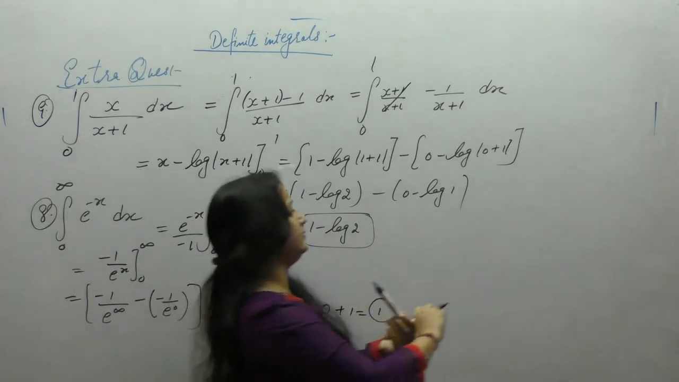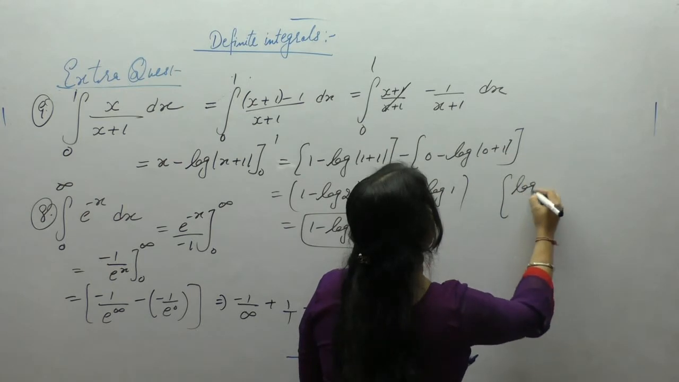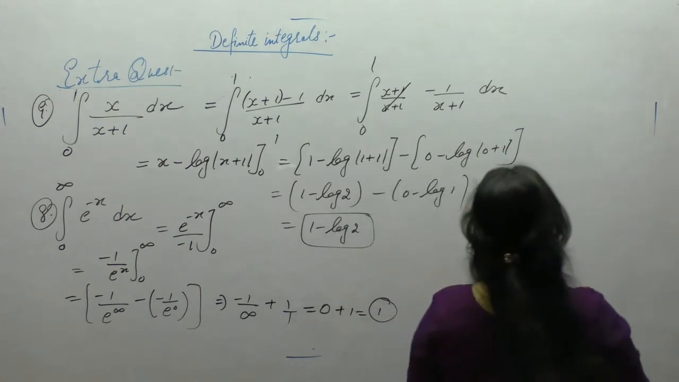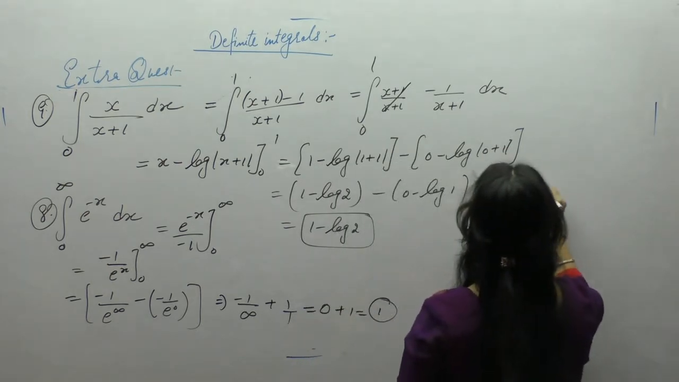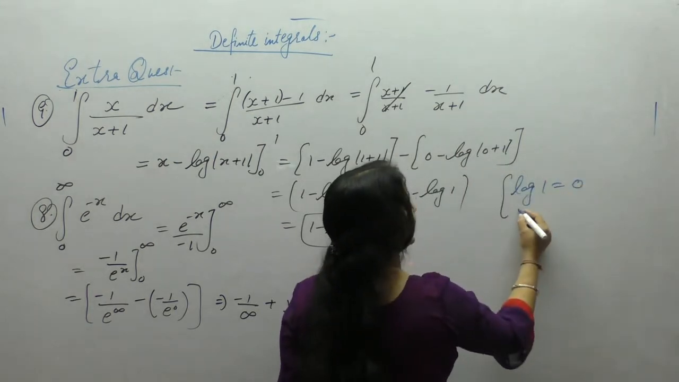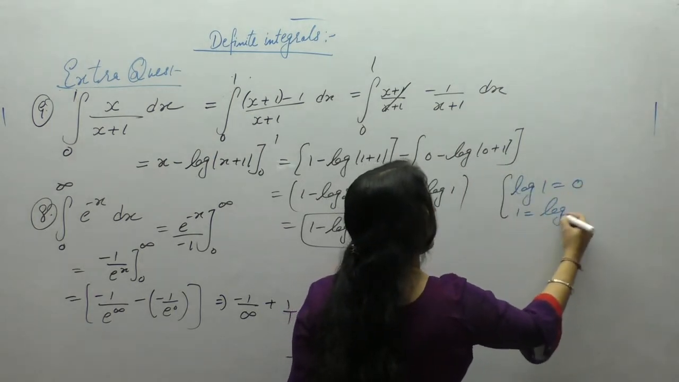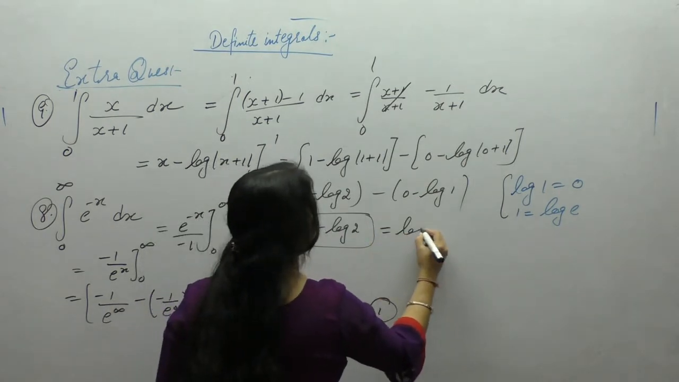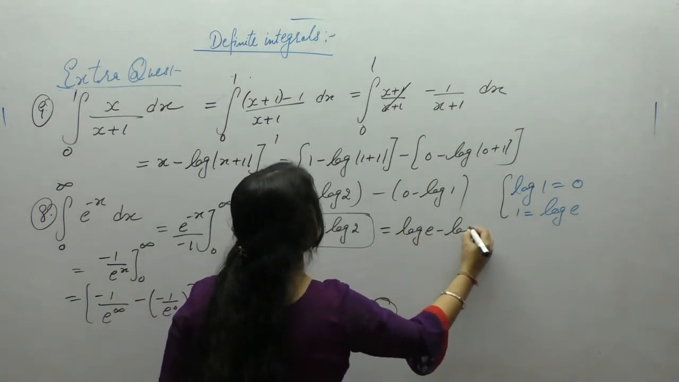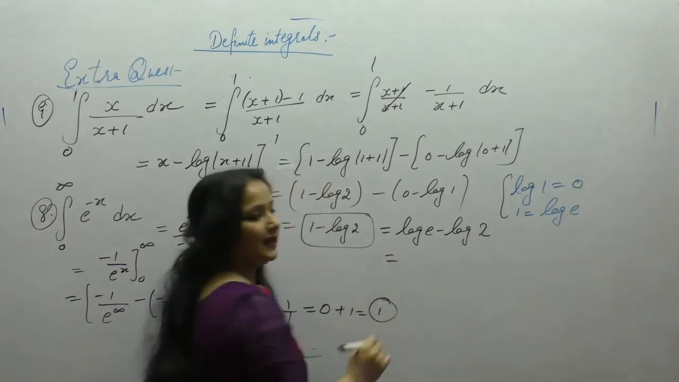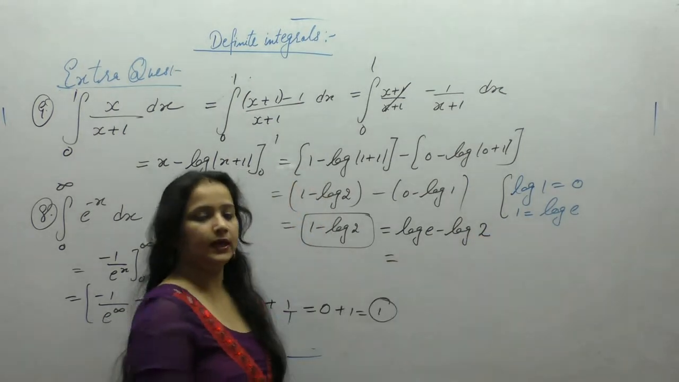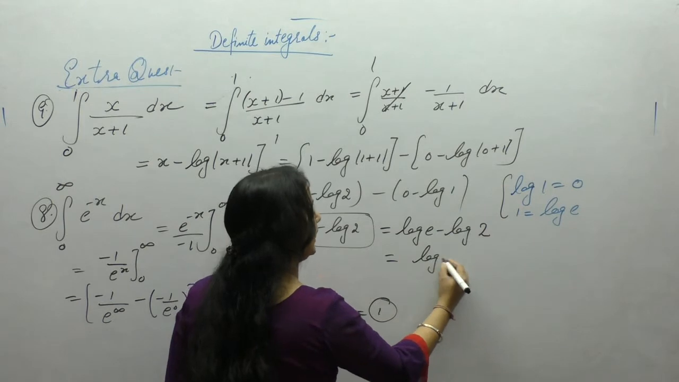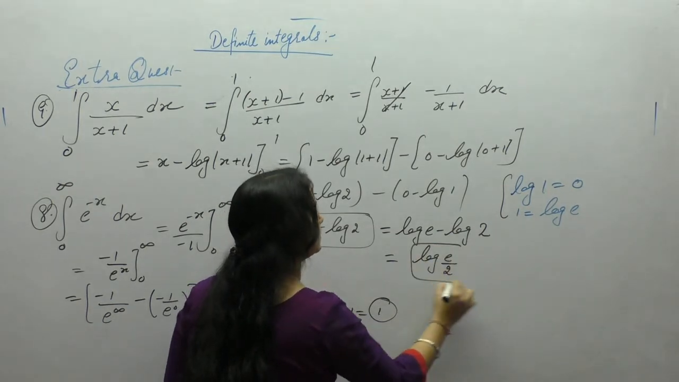Instead of 1, log 1 is 0 and we can write 1 as log e. Log e is 1, so we can write it as log e minus log 2. Log a minus log b is equals to log a upon b.